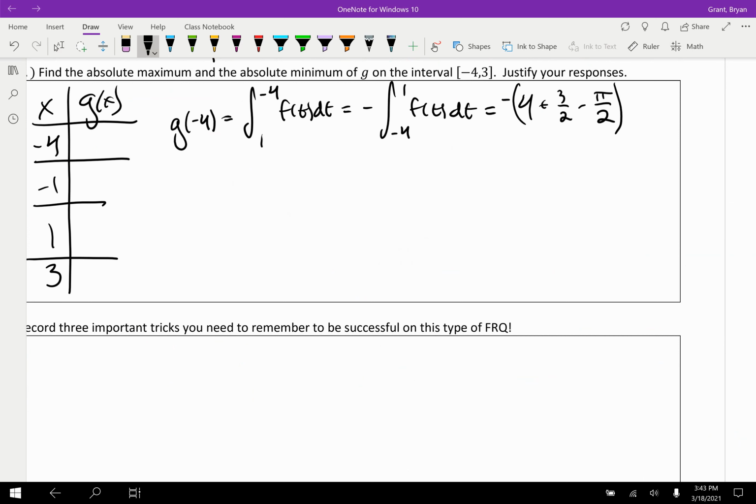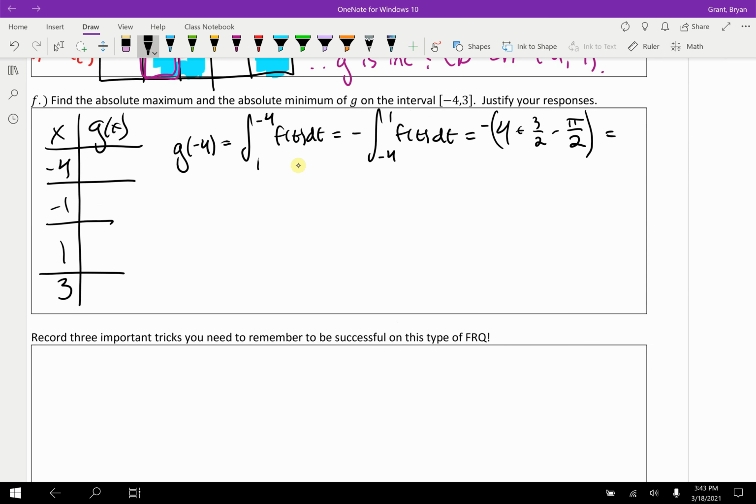Oh yeah, those parentheses. Because we're going to have to determine if this value is bigger or smaller, I'm going to put all of these over 2. So 4 is 8 over 2. And then we'll put all this together. 8 and 3 is 11. I'm getting 11 minus pi over 2 with a negative out front. So negative (11 minus pi) over 2.